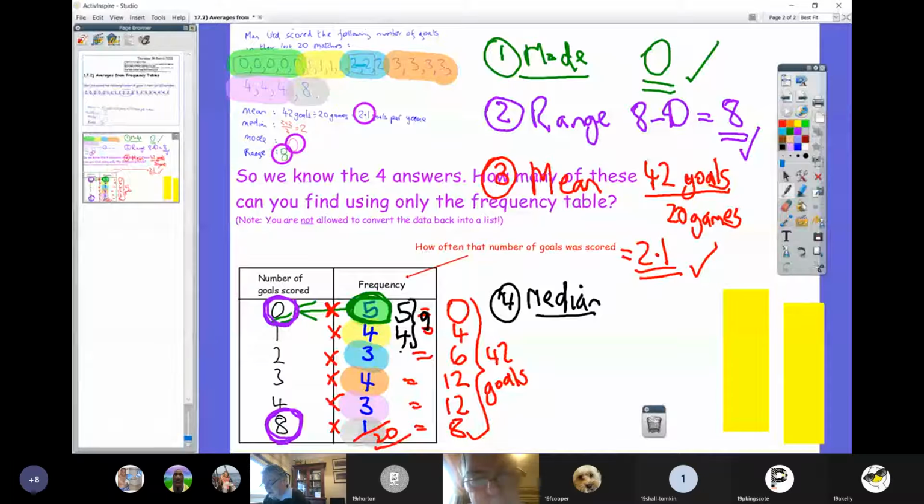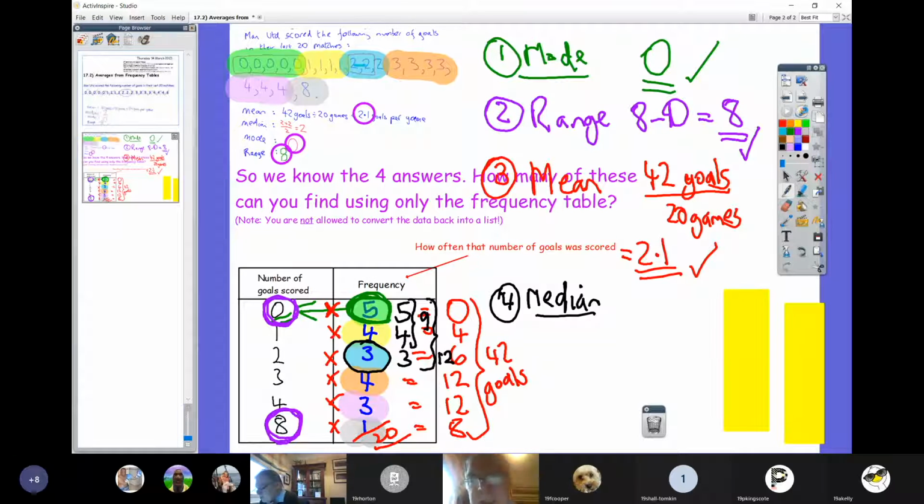So have we got to our middle game yet? Our 10th game? Yes, we have. So our middle game is one of those 3 games that are in light blue. Our 10th game is one of those light blue games. How many goals were scored in that game? That was 2 goals. So the median is 2.